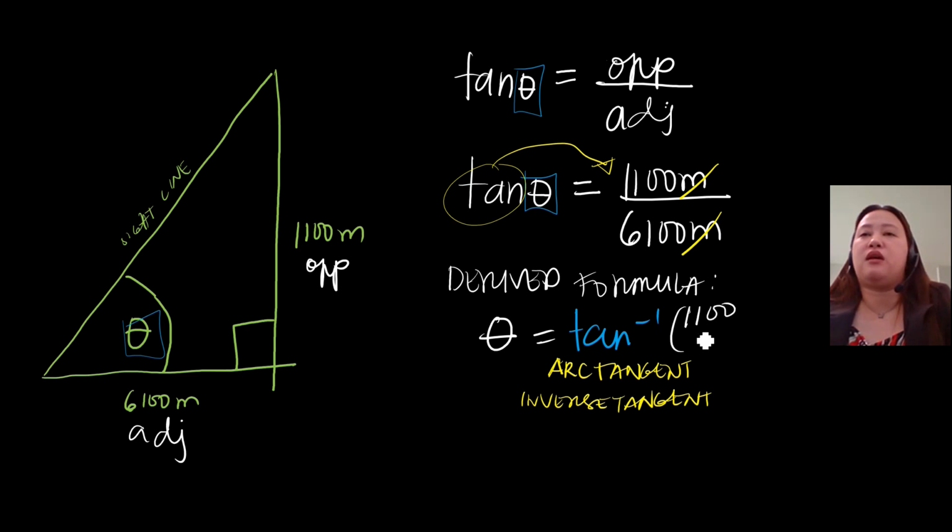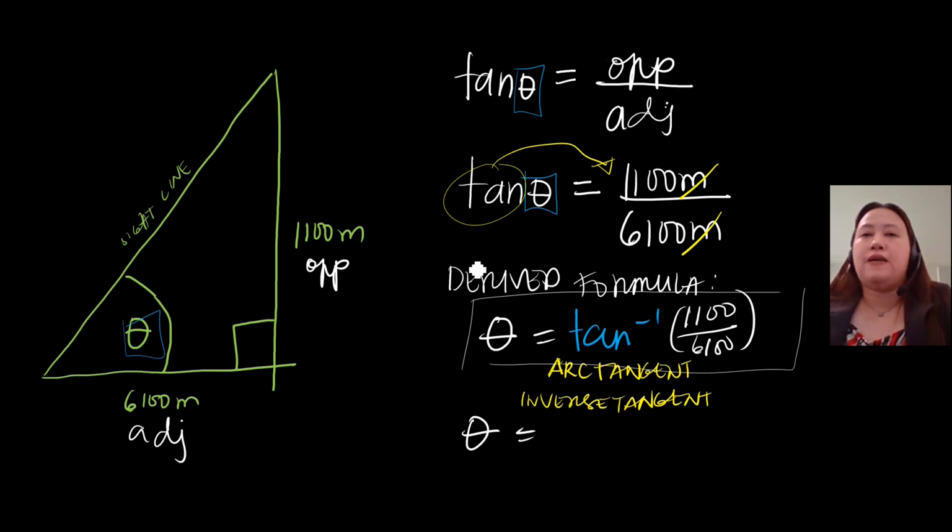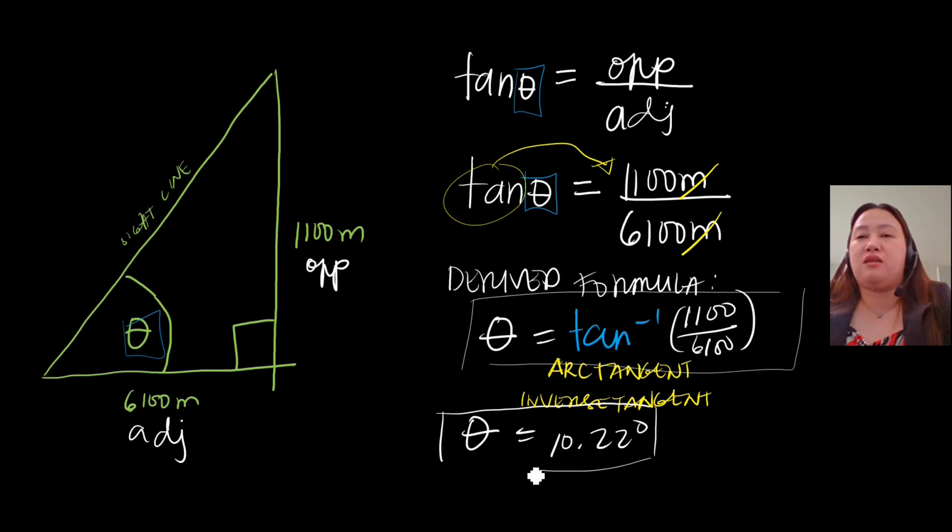So 1,100 over 6,100. Then this will be your derived formula. Okay, now use your calculator. So in your calculator, your answer would be 10.22 degrees. You can actually convert this to degree, minute, and second.